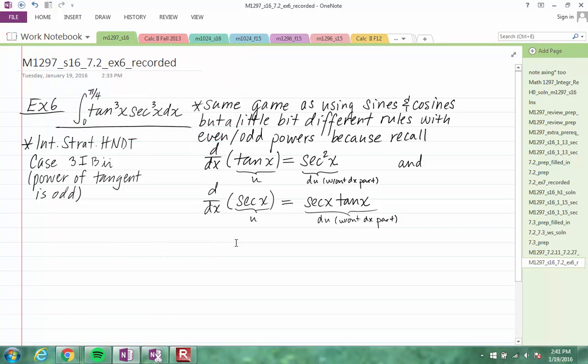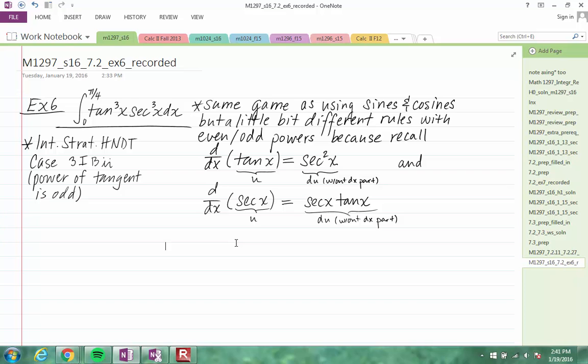This is 7.2 example 6. We have the integral from 0 to pi over 4 of tangent to the third power times secant to the third power. So far the examples I've done have all had sine and cosine in them, and so we have some new trig functions on the scene. We have tangent and secant, and so the same idea as before.